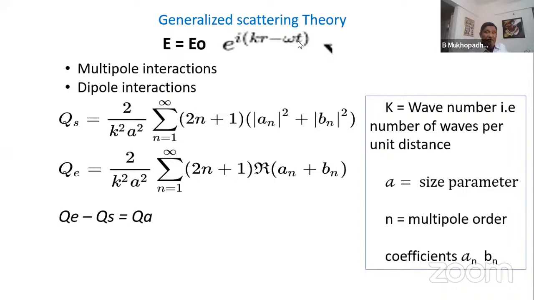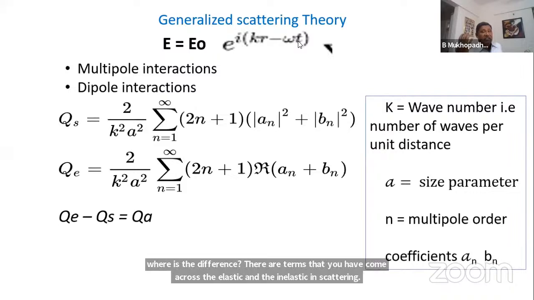How is it different from the absorption? The molecules, they absorb. The scattering can also be by molecules. But what is the difference? There are terms that you have come across, the elastic and the inelastic. In scattering also, you have elastic scattering and you have inelastic scattering.